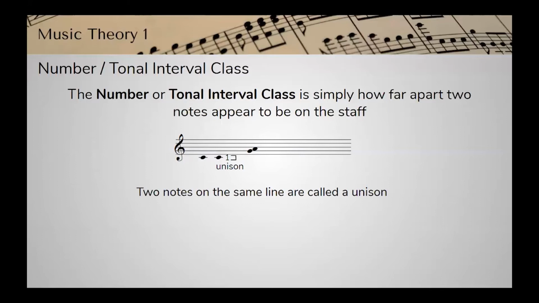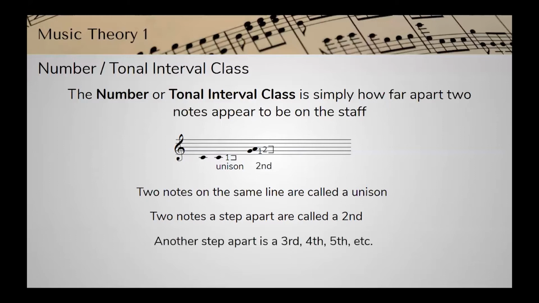So that's two different things on the staff, right? So we call that a second because it spreads across two different lines and spaces on the staff. Okay, so 1, 2. We call that a second. All right, and then you can keep going with this. So another step apart would be a third. And then after that, you'd have a fourth, a fifth, a sixth, a seventh, etc. Okay, and you can keep going.